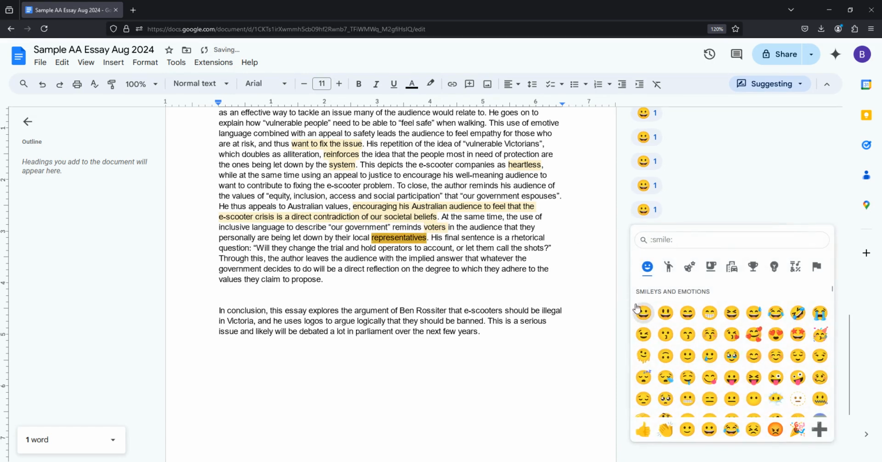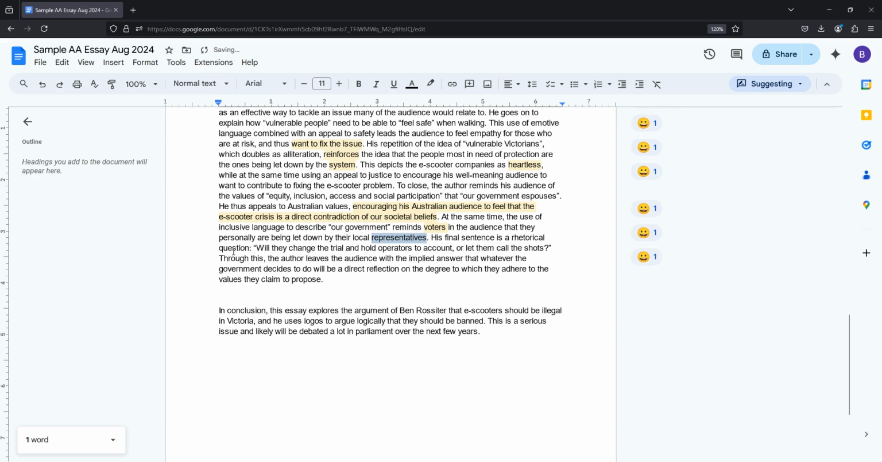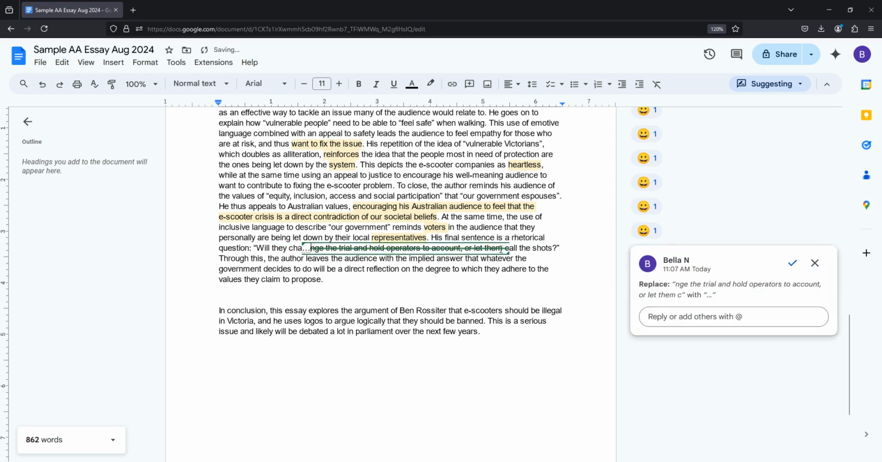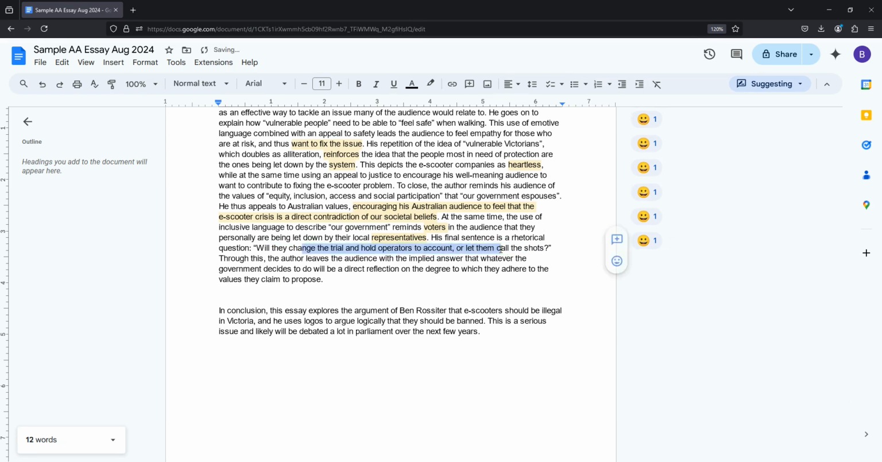Yep, that's really good. His final sentence is a rhetorical question. Will they change the trial and hold operators to account or let them call the shots? Slightly long. Here's an example of one of those quotes where it does kind of have to be long to put the whole thing in. If you want to shorten it, you can cut the middle bit out and put 3 dots, an ellipsis instead. But I think this one's not quite long enough to warrant that.